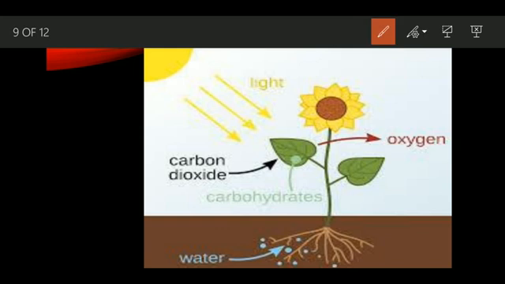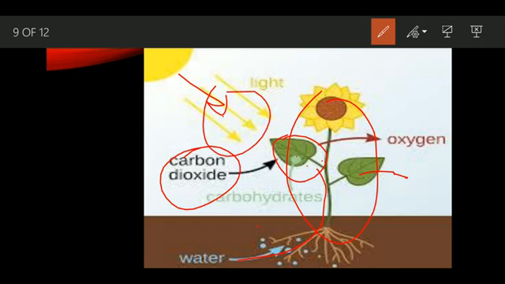Here, a simple diagram of photosynthesis is given. You can understand by seeing this diagram. This is the plant, the whole plant. This part of the plant is known as the leaf, and this is the sunlight. In the presence of sunlight, the green plant, basically the leaves which contain chlorophyll, take water and carbon dioxide and prepare what? That is carbohydrate. The carbohydrate is the type of food which is stored in the plant body, and the plant body gets energy from this carbohydrate.